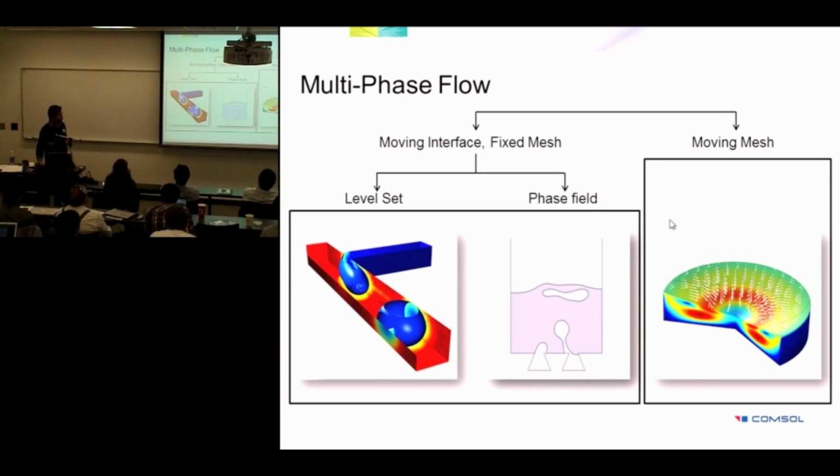But if you need a very clean interface and you don't want smearing, then you could use a moving mesh interface. You could have a very nice interface, but the disadvantage of using a moving mesh is that you cannot handle topological changes. If the topology of the system changes, then you cannot really use the moving mesh interface. So these are the two techniques used in the Microfluidics module to handle these kinds of multi-phase systems.